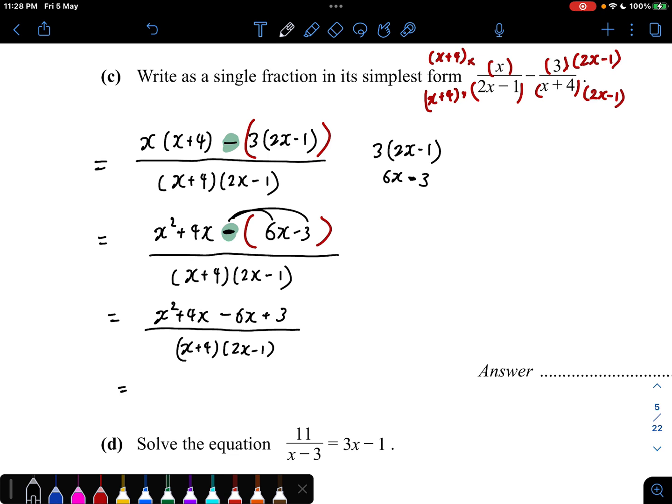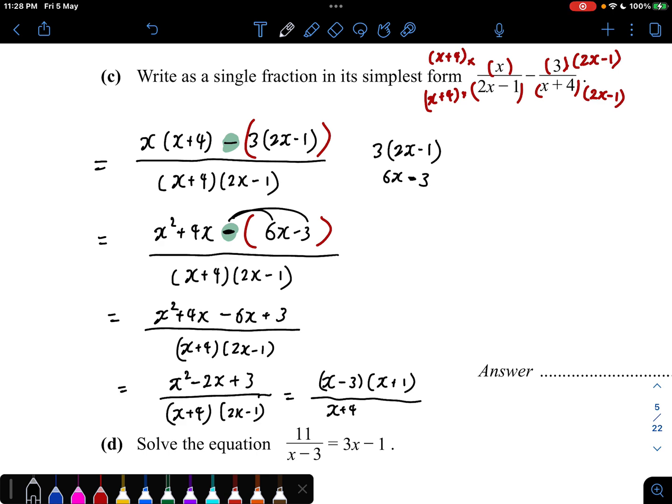So now you have a 4x minus xx, you get minus 2x, right? So x squared minus 2x plus 3, all divided by this. But just to be safe, let's factorize this, and you should realize that you can get a minus 3 here and a plus 1 there, right? All over x plus 4 times 2x minus 1. If it is factorizable, please factorize. If it isn't, then leave it. Here it is factorizable as x minus 3, x plus 1, so you should factorize it. And that will be your final answer.